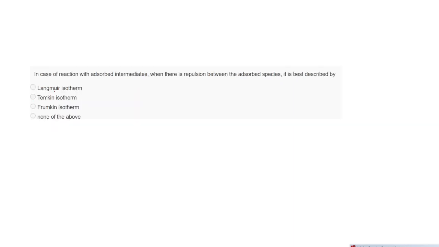Next one is, in the case of a reaction with an adsorbed intermediate where repulsion between the adsorbed species happens, it is best described by Langmuir, Temkin, Frumkin, none of the above. So here, if there is any repulsion, that is actually explained by the Frumkin isotherm. Now, in the case where some of the sites are energetically favorable compared to the others, we can best describe it by Temkin. So basically what it means is you have adsorption of one species happening and another also adsorbs nearby, and you see a repulsion between those two species, you can explain that by Frumkin.